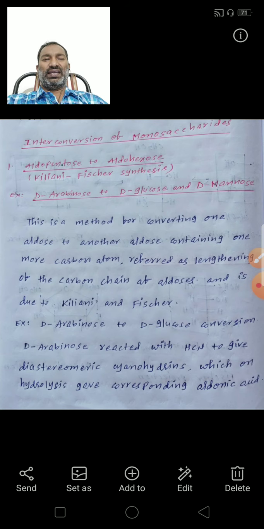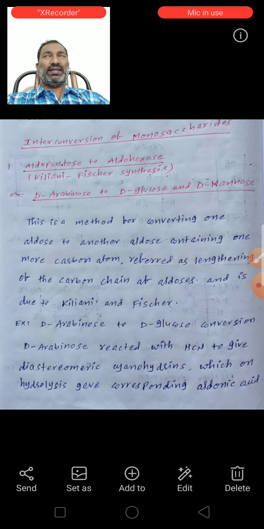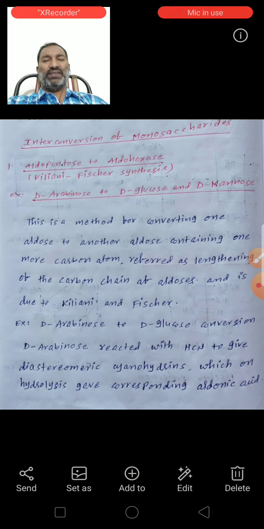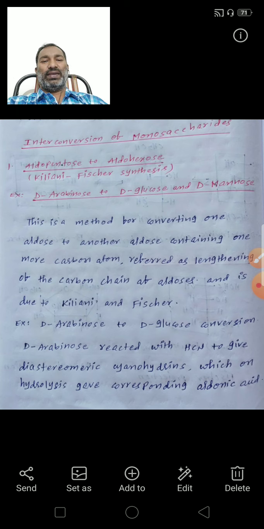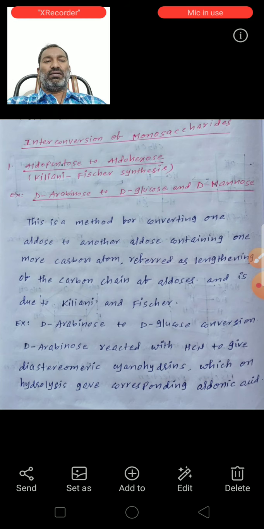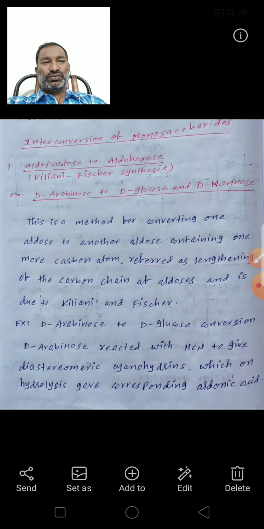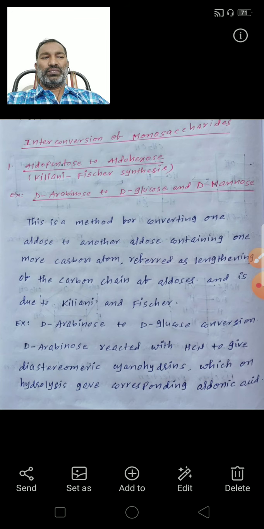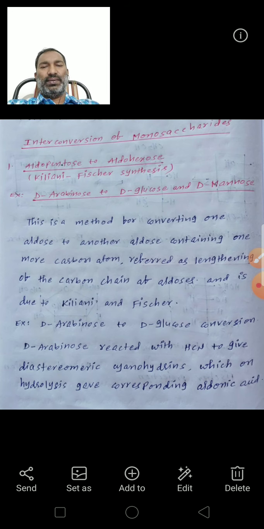So first, D-arabinose reacts with hydrogen cyanide. D-arabinose contains the aldehyde functional group. When it reacts with HCN, it gives cyanohydrin diastereomers, which on hydrolysis give a corresponding aldonic acid. These acids are reduced via lactone to give D-glucose and D-mannose.